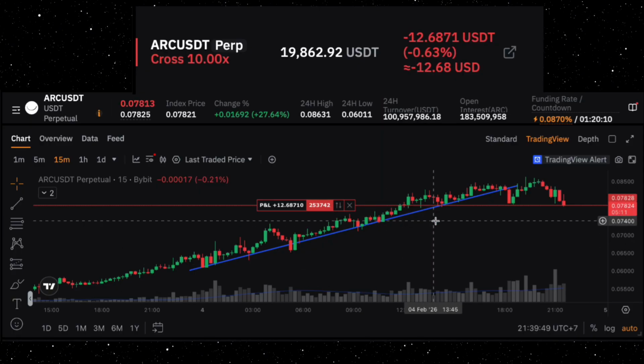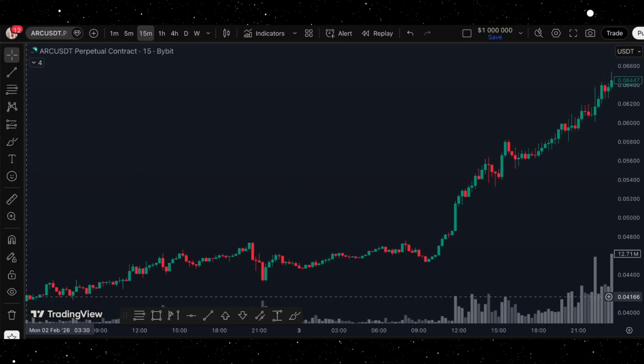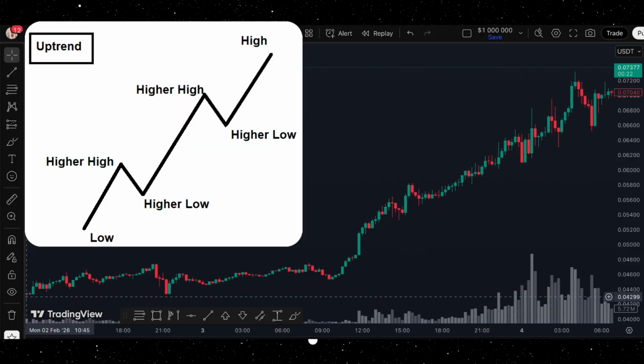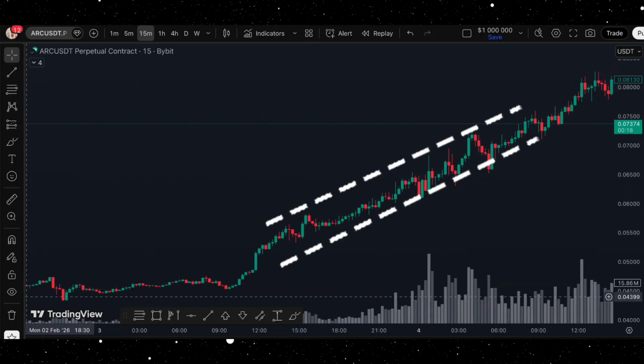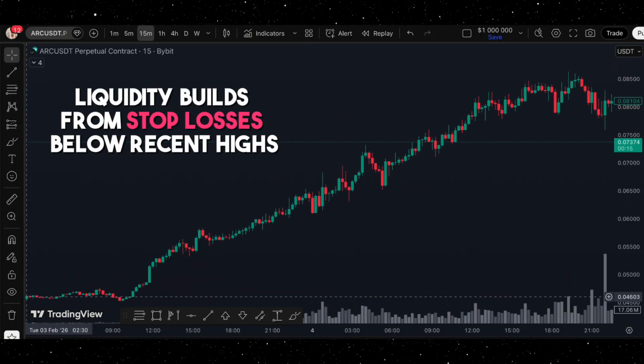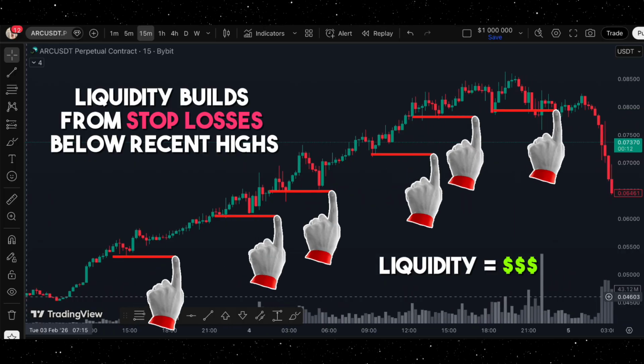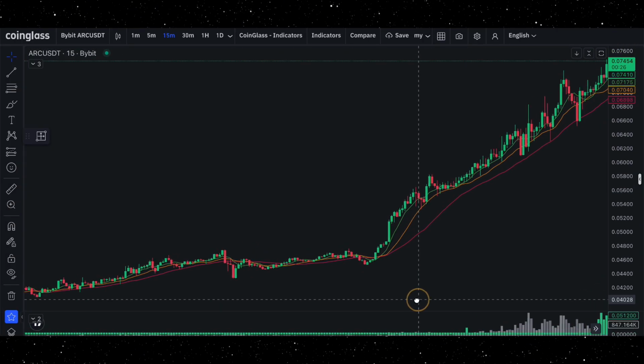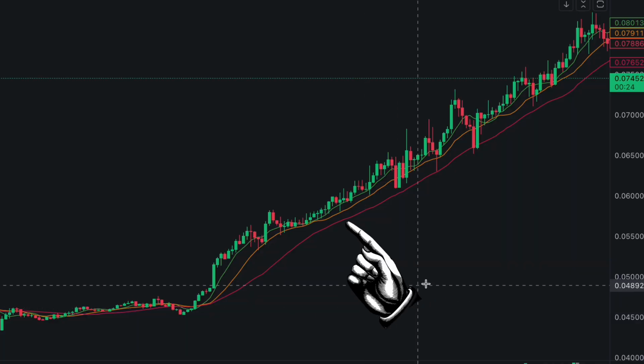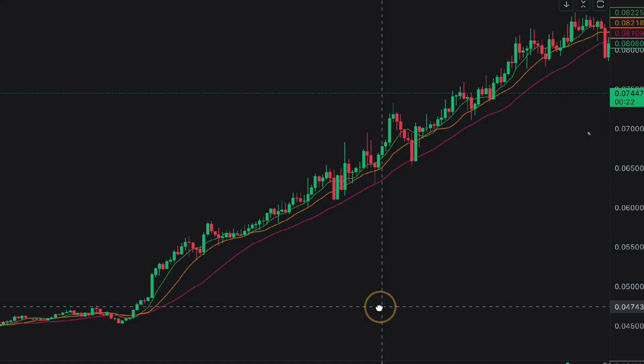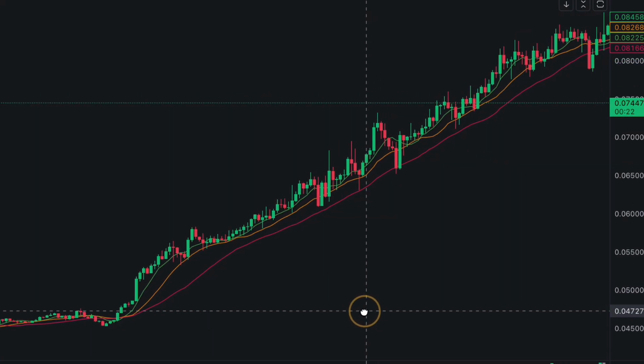This crypto coin was pumping for 2 days straight, making higher highs and higher lows. And this is important: when price keeps making higher highs, liquidity builds up because traders place their stop losses below those highs. On the 15-minute time frame, 3 moving averages were acting like dynamic support. Price kept bouncing from them until it didn't.